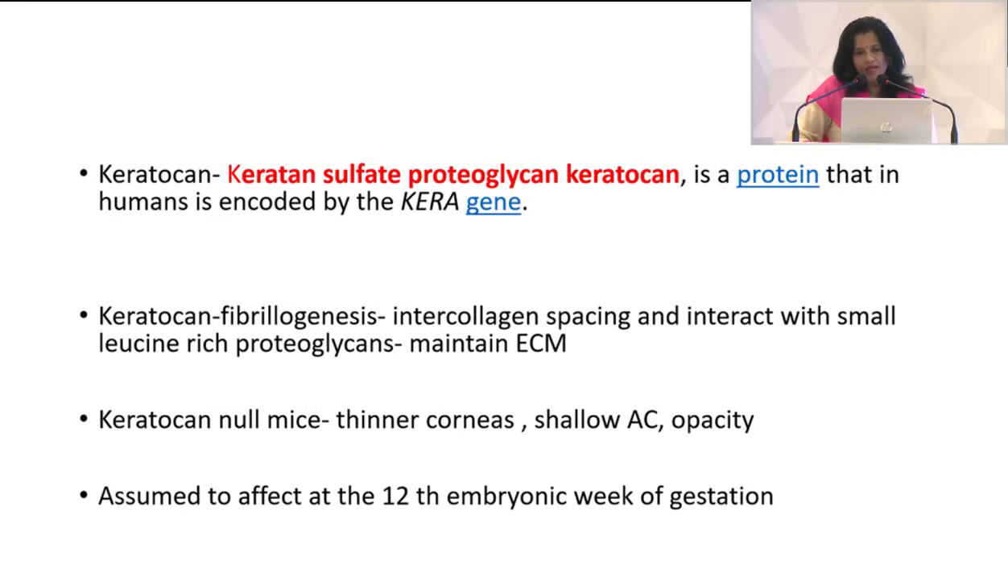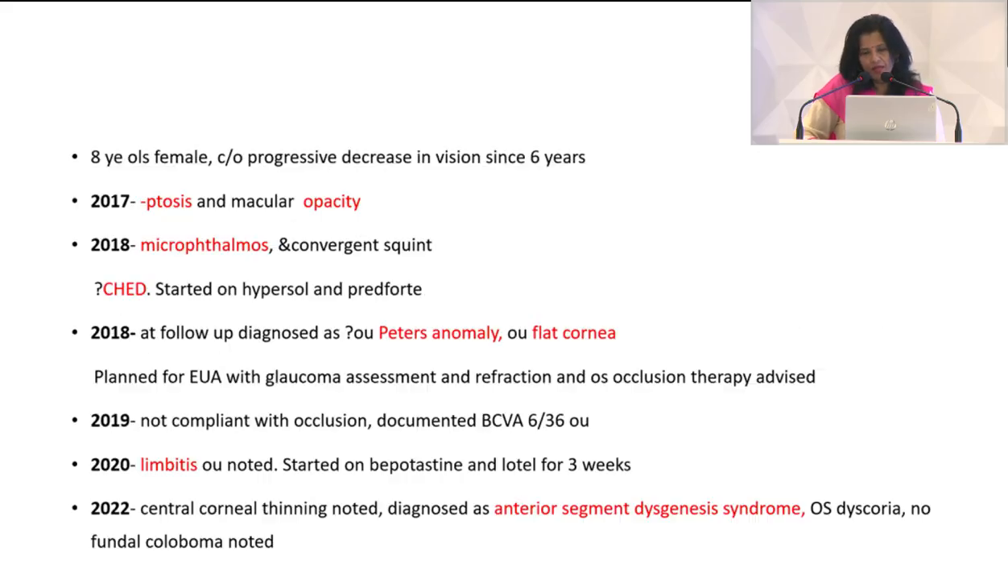The mutation lies on the keratan sulfate proteoglycan, a protein needed to maintain the interfibrillar distance in the cornea. This particular protein is prevalent particularly only in the cornea. In mice which are null for keratocan, they have been found to develop thinner corneas with shallower anterior chambers and faint opacities. This aberration seems to occur somewhere around the 12th week of gestation.